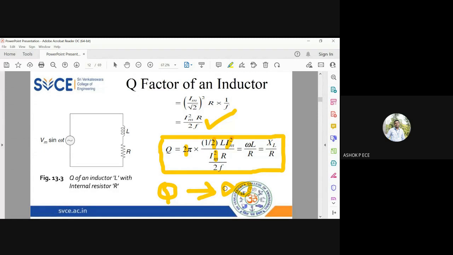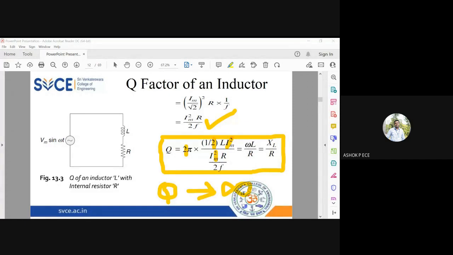And as the frequency of operation increases, the Q factor will also increase because Q is proportional to omega. So if you use the inductor at a very high frequency, it tends to give a better quality factor when compared to the usage of the same inductor at a low frequency. Okay, so we have found the quality factor of the inductor.